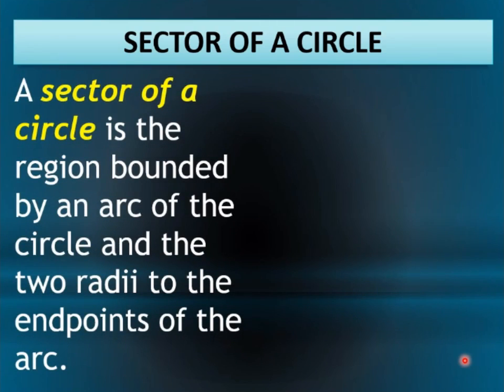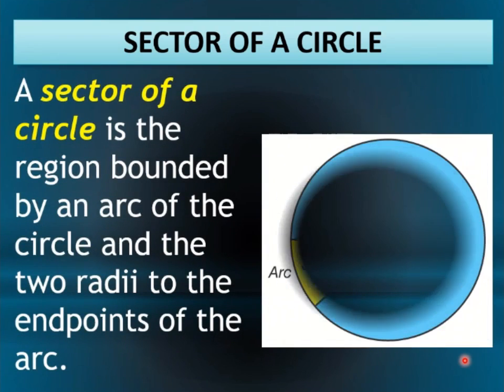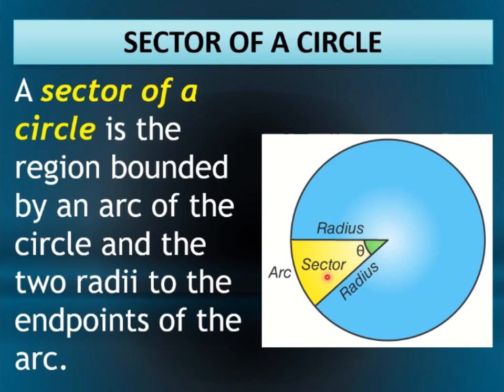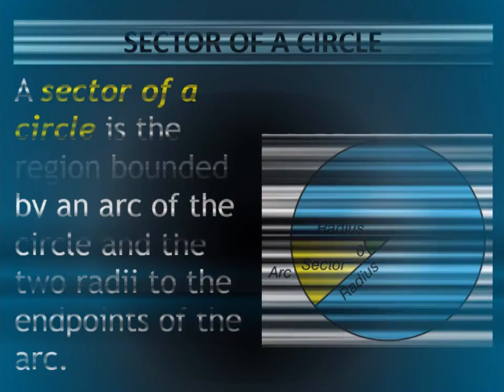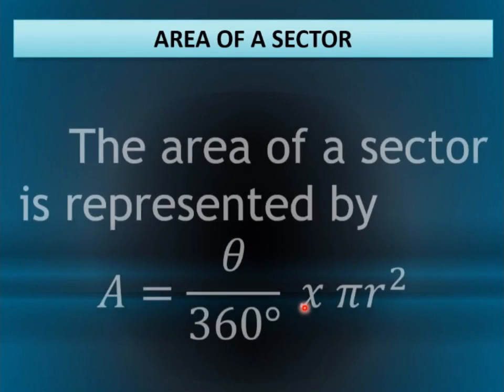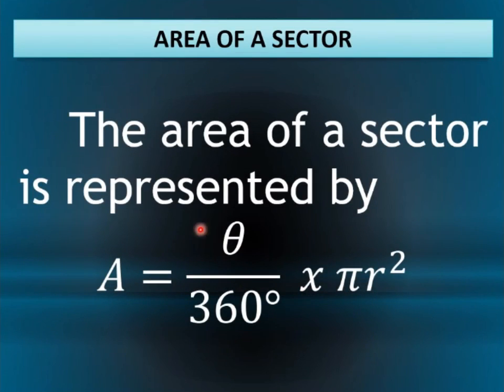So again, a sector of a circle is the region bounded by an arc of the circle and the two radii to the endpoints of the arc. And the area of the sector is represented by: area of the sector is equal to theta over 360 degrees multiplied by pi r squared.